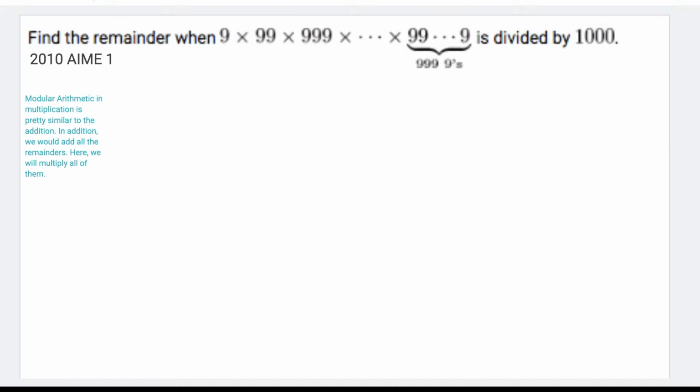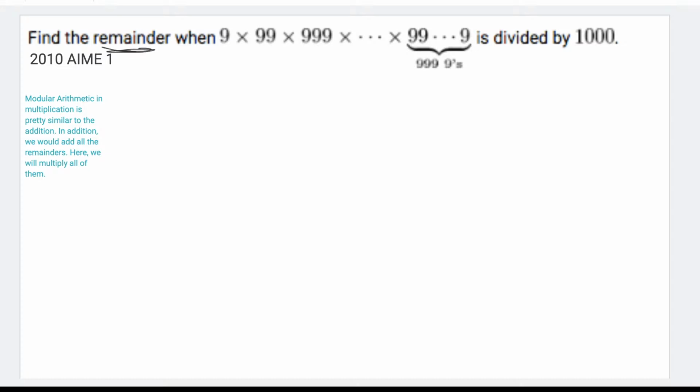Okay, now the next problem. This is also very important because modular arithmetic does not only work in addition, but it also works in multiplication. And the pattern is pretty simple, similar to addition. In addition, we would add all the remainders, but in multiplication, we will multiply all of the remainders. So 9 times 99 times 999 times all the way to 999 nines. Finding this by hand is not possible. So we need to use modular arithmetic because it's asking for the remainder.